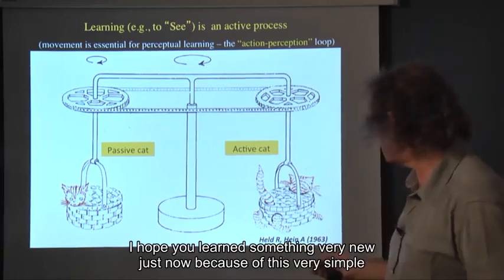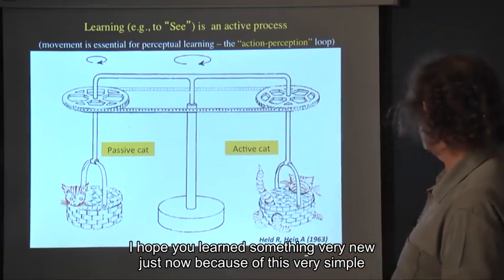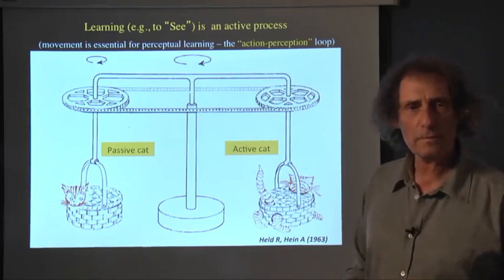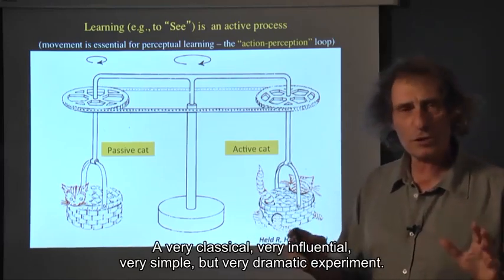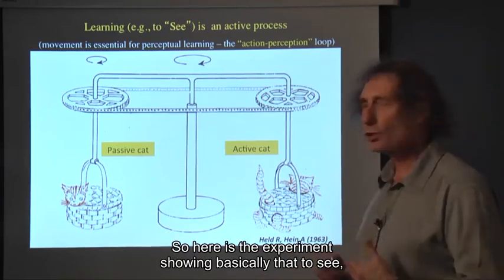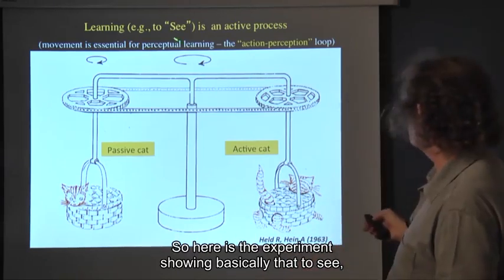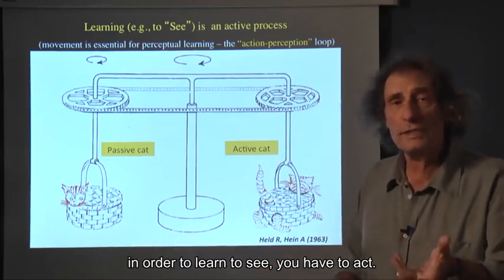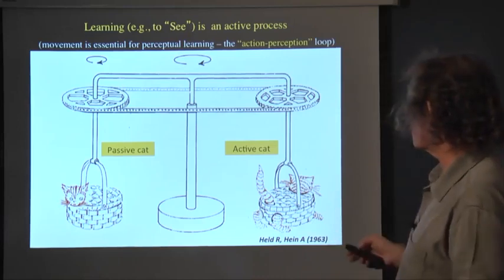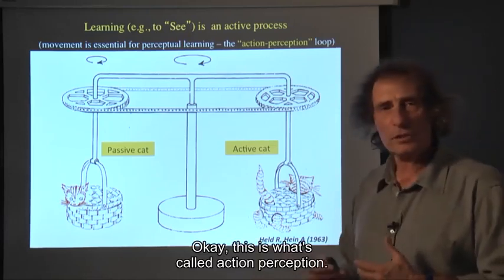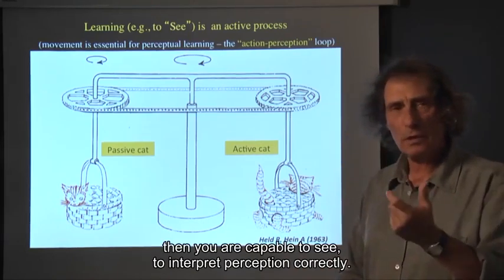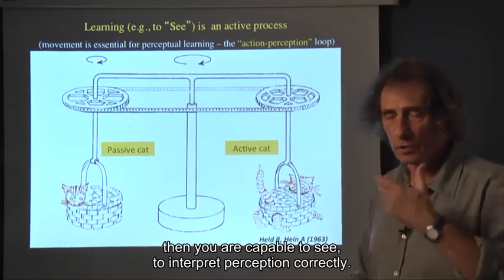I hope you learned something very new just now because of this very, very simple experiment by Held and Hein from '63. A very classical, very influential, very simple, but very dramatic experiment. So here is the experiment showing, basically, that in order to learn to see, you have to act. This is what's called action perception. You have to act. There is an action, and then you are capable to see, to interpret perception correctly.